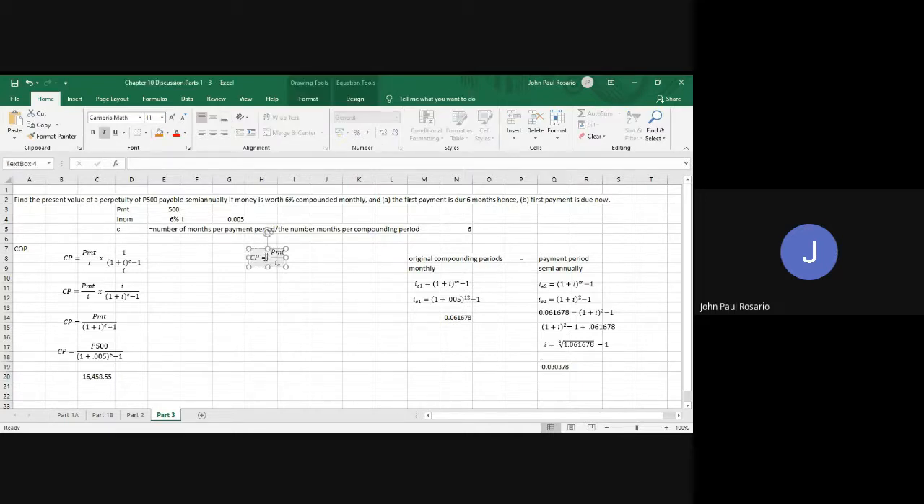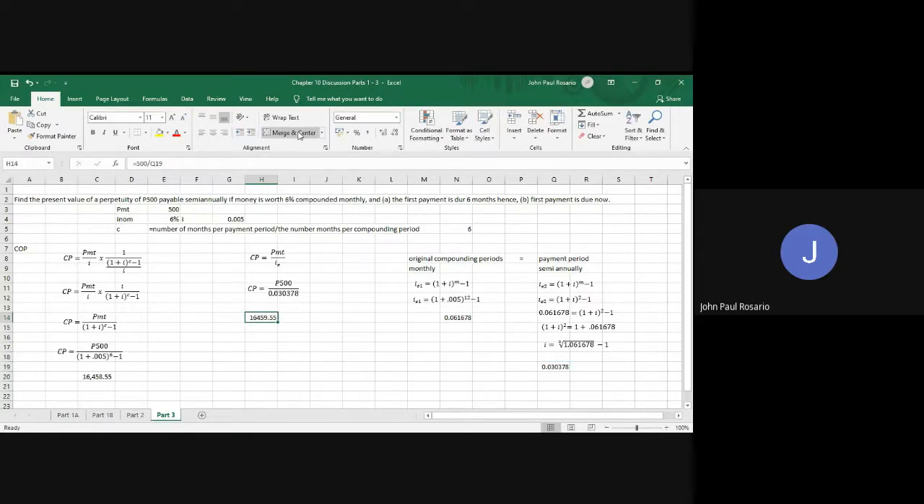So if we replace that here, our payment is 500, and our equivalent interest rate is 0.030378. So if we compute for that, this should give us 500 divided by our equivalent interest rate per period.